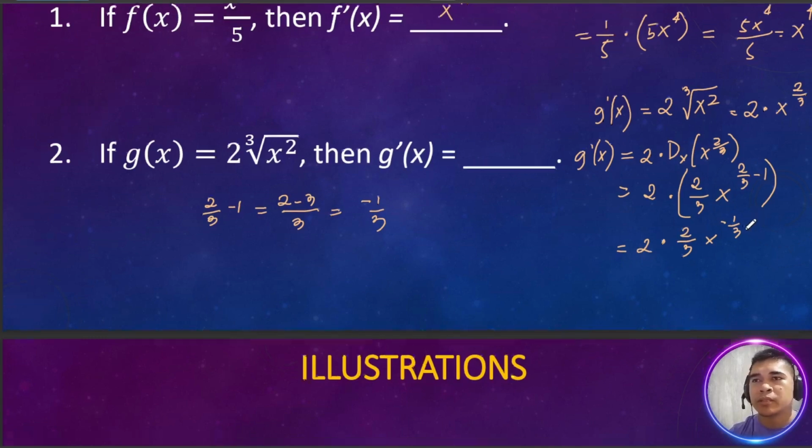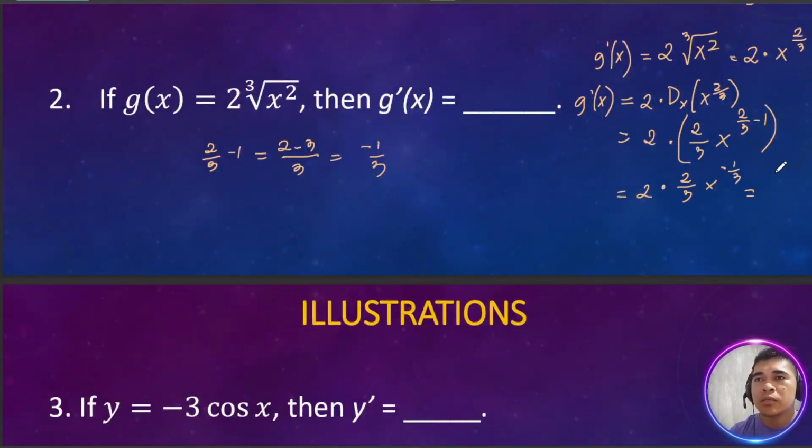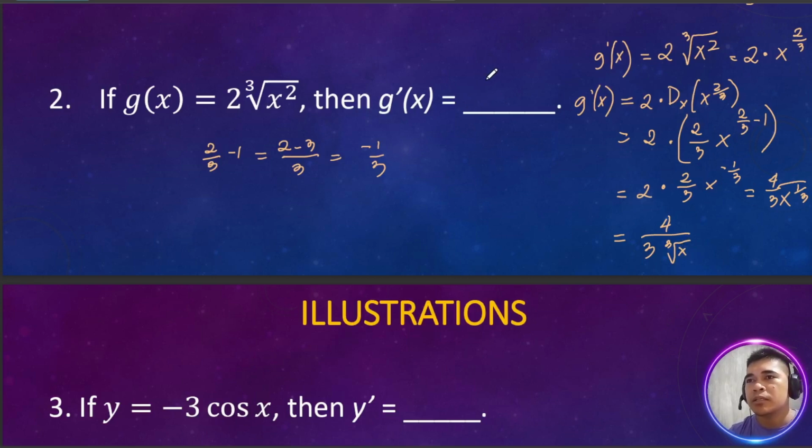So, we got 2 times 2, 4, over 3. To make this positive, we move it to the denominator. So equals 4 over 3 times the cube root of x. That is the final answer.